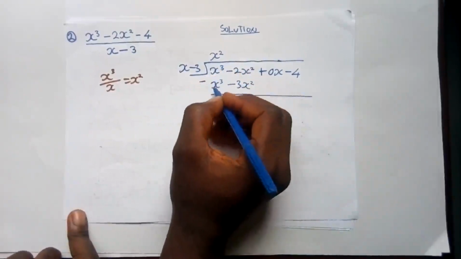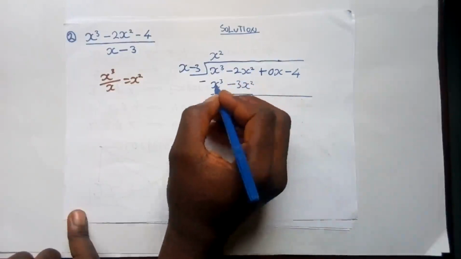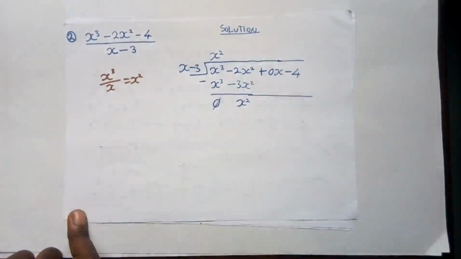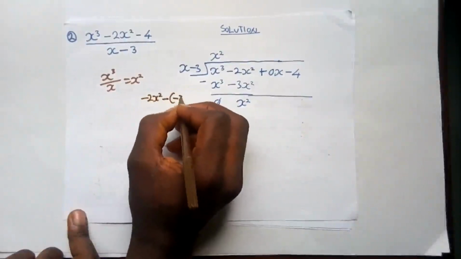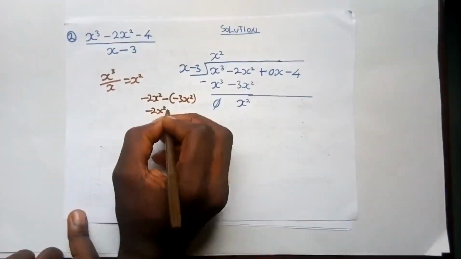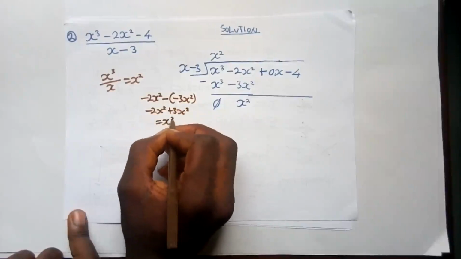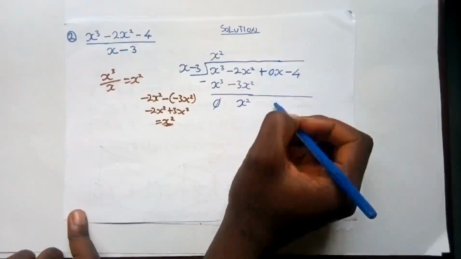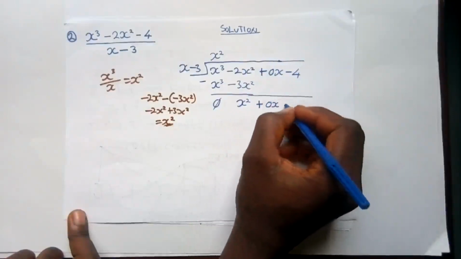x raised to the power of 3 minus x raised to the power of 3 is equal to 0. And minus 2x squared minus minus 3x squared: minus minus is plus. So minus 2x squared plus 3x squared, 3x squared minus 2x squared is equal to x squared. So it's equal to x squared. Bring this 0x down here. And minus 4.